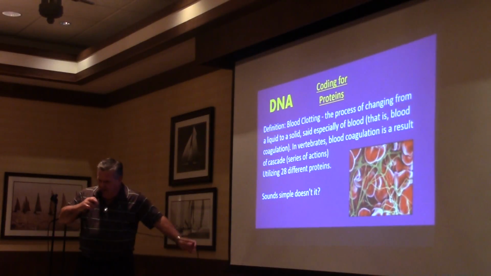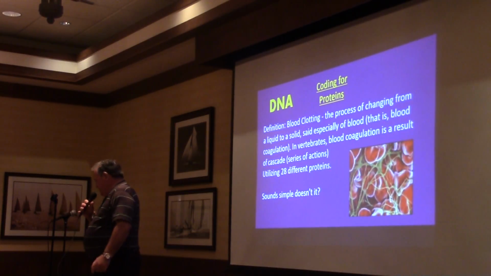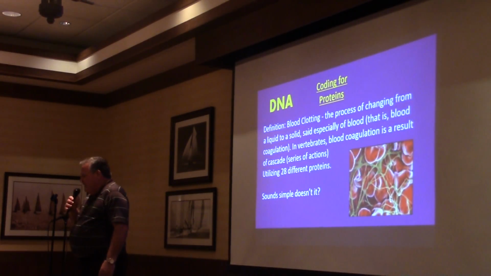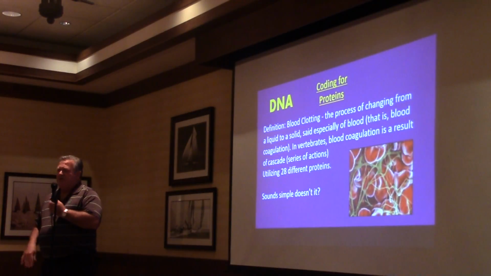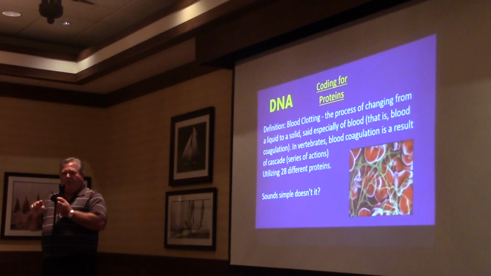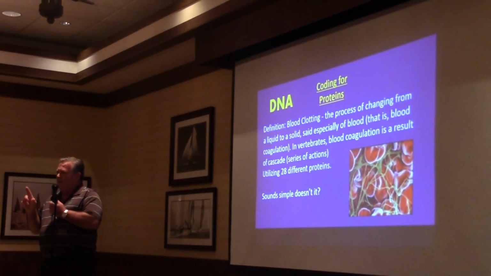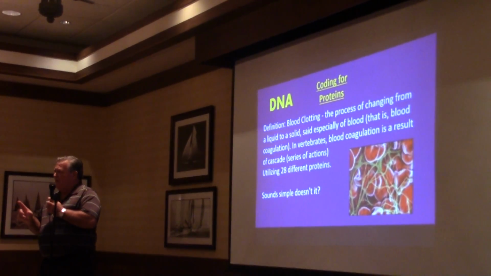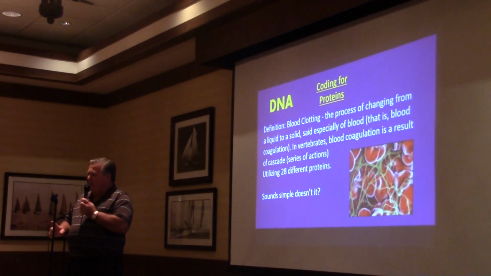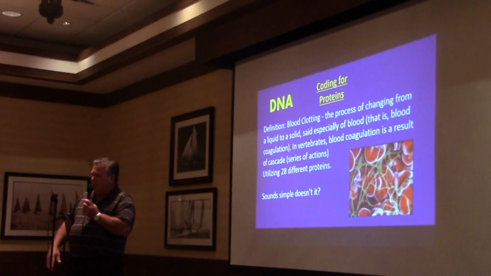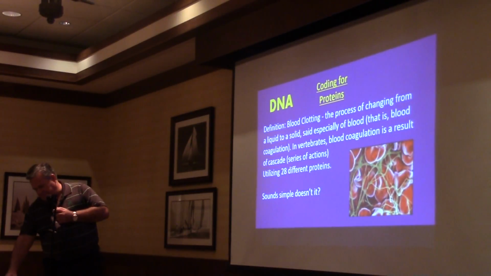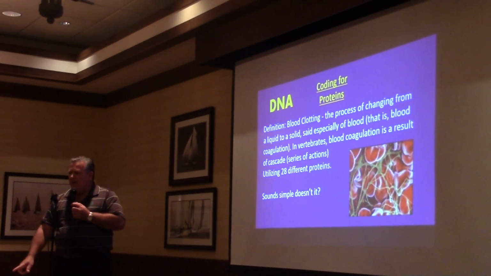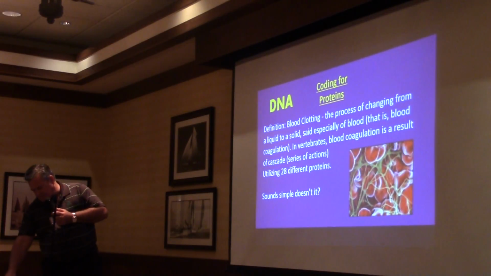Anyway, the next slide I'm going to show you is a detailed definition of what happens when you cut yourself and your blood coagulates. Okay. I'm not going to read them all because it's very, very long, very involved, but it's all there. And if you want, I'll print this out in a Word document and send it to you by email if you want to see this. But this came out of Michael Behe's book, Darwin's Black Box.